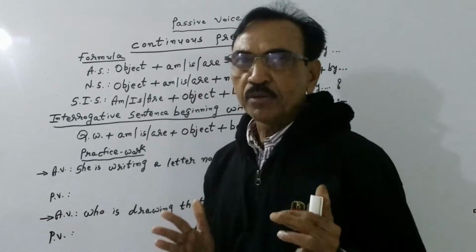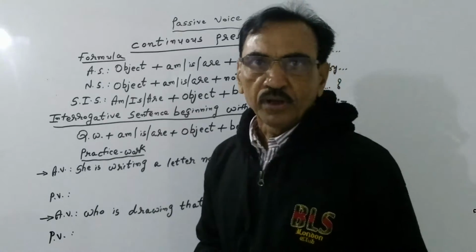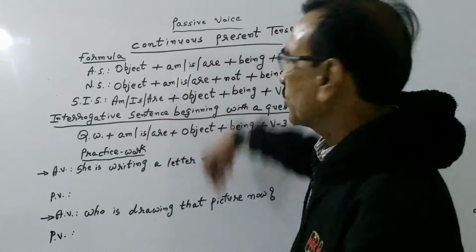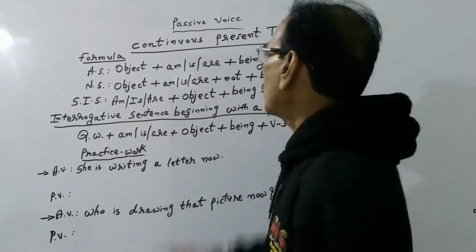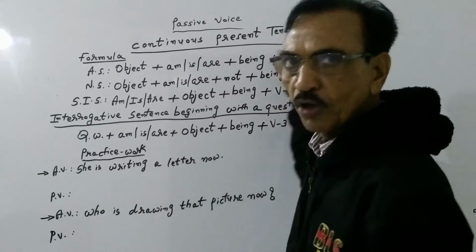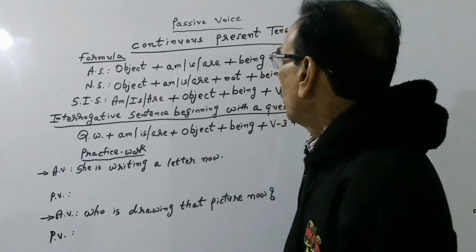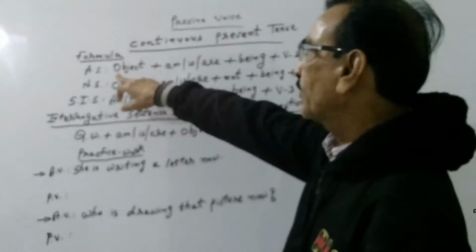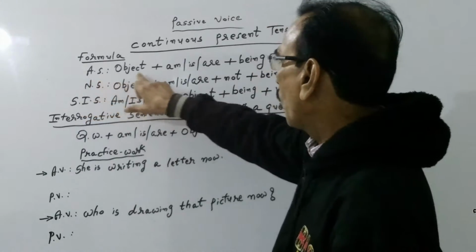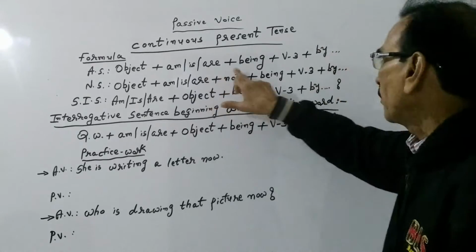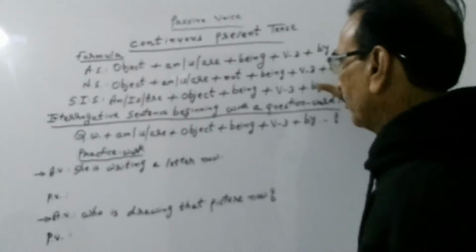We are learning at present different formulas of passive voice. In today's lecture, we are going to learn the passive voice of present continuous tense, or we can say present progressive tense. So this is the formula, friends. For every sentence: object plus am/is/are plus being plus V3 plus by.